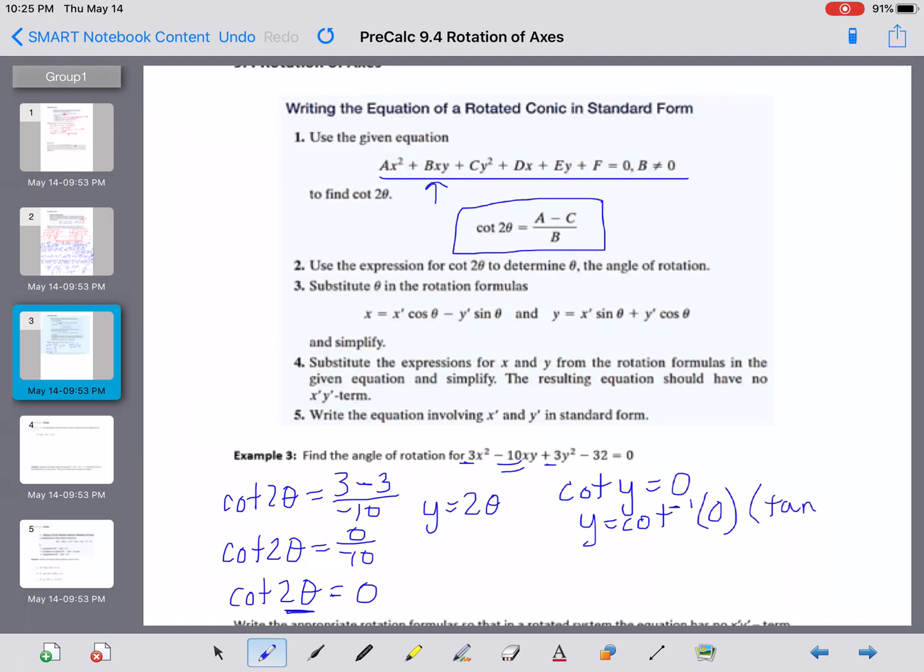Well, where in our first quadrant, let's keep it in our first quadrant unless told otherwise, is our tangent undefined or our cotangent 0? And the answer for that would be 90 degrees. Okay, that's when our tangent was undefined. But remember, y equals 90. Y was my substitution. I'm going to substitute back: 2 theta equals 90. That means my theta equals 45 degrees. So with this equation, its angle of rotation is 45 degrees. Okay?